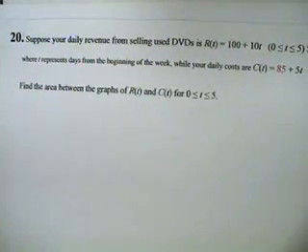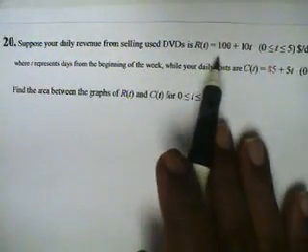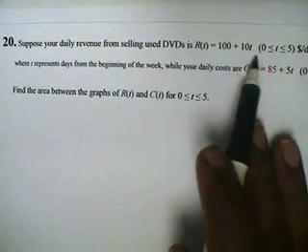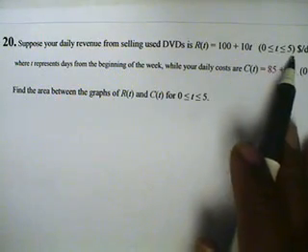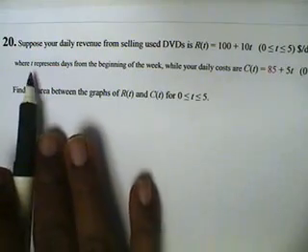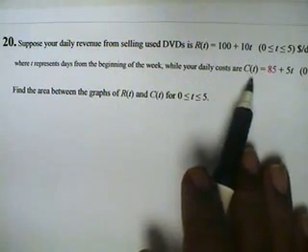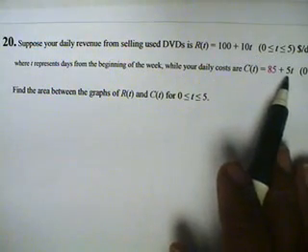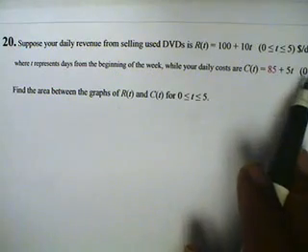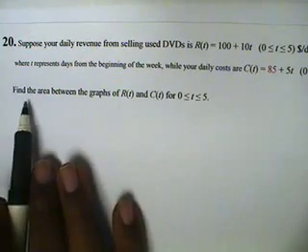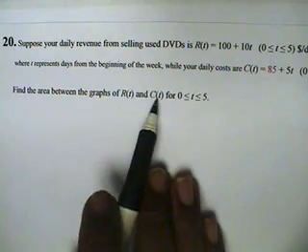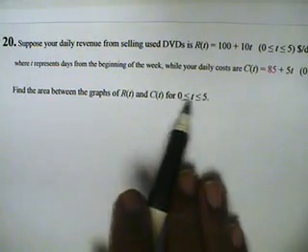Alright, number 20. Suppose that your daily revenue function is R equals 100 plus 10t, and t is between 0 and 5 days. And t is representing the days from the beginning of the week. Now, your daily costs are 85 plus 5t, and that's again from 0 to 5 days. We want to find the area between the two graphs R and C from t is 0 to 5.